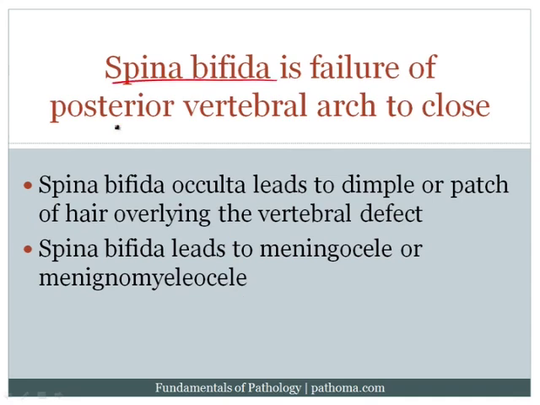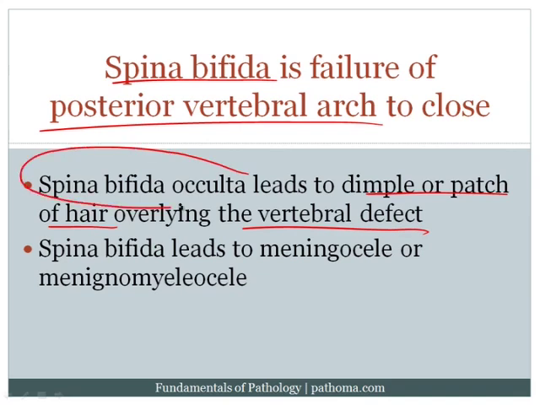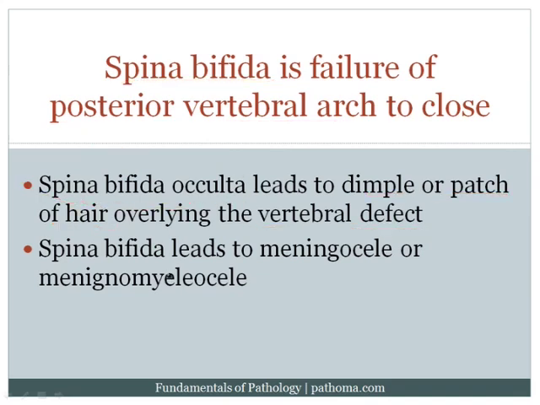If there's failure of closure of the neural tube at the caudal aspect, we call that spina bifida, and the hallmark is that you fail to close the posterior vertebral arch. Now this can simply result in a dimple or a patch of hair overlying that defect, and that's called spina bifida occulta, or it can result in the meninges or the meninges plus the spinal cord herniating through that defect, and then that would be called outright spina bifida.